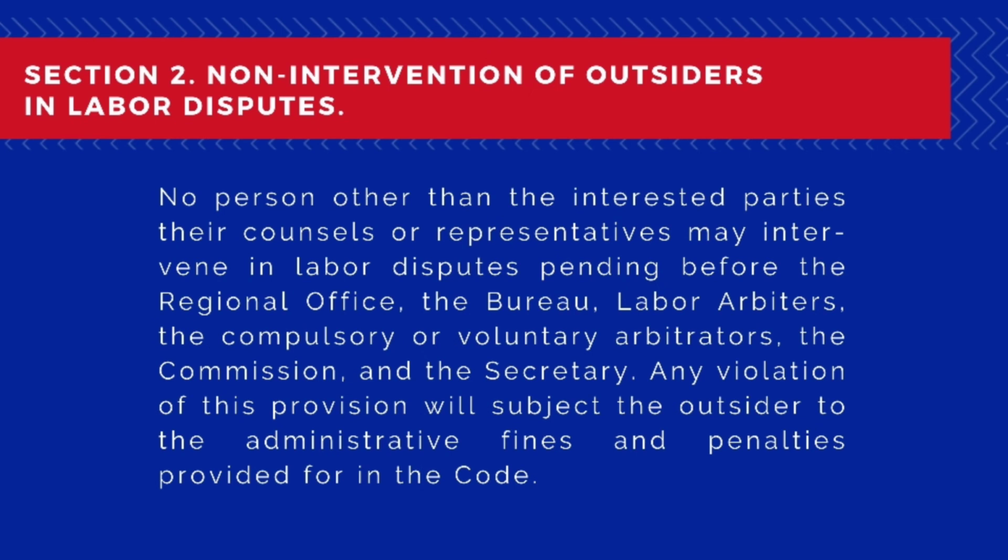Section 2. Non-intervention of outsiders in labor disputes. No person other than the interested parties, their counsels, or representatives, may intervene in labor disputes pending before the regional office, the Bureau, labor arbiters, the compulsory or voluntary arbitrators, the Commission, and the Secretary. Any violation of this provision will subject the outsider to the administrative fines and penalties provided for in the Code.